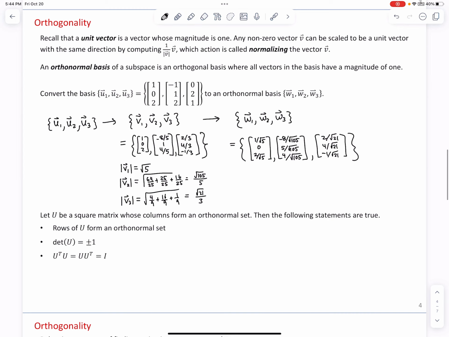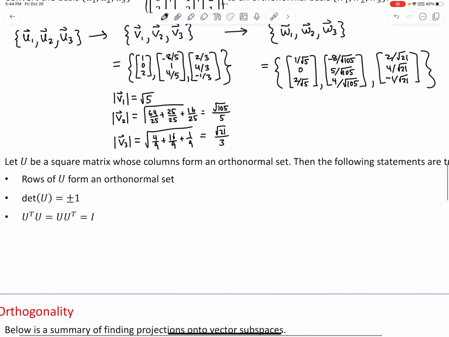Now some interesting side notes. Let capital U be a square matrix whose columns form an orthonormal set. Then the following statements are true. The rows of U will also form an orthonormal set. Furthermore, the determinant of that matrix will either be 1 or -1. And if you take the transpose of that matrix times itself, in either order, you will always get the identity matrix.